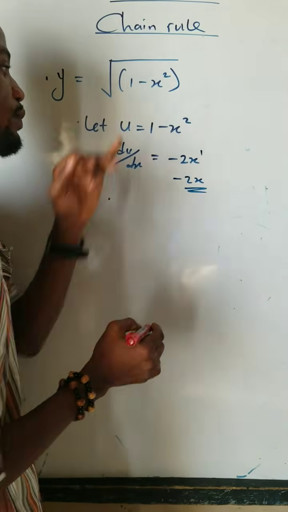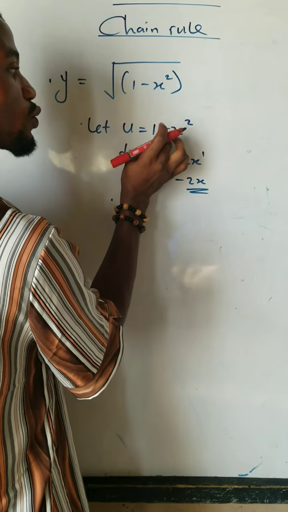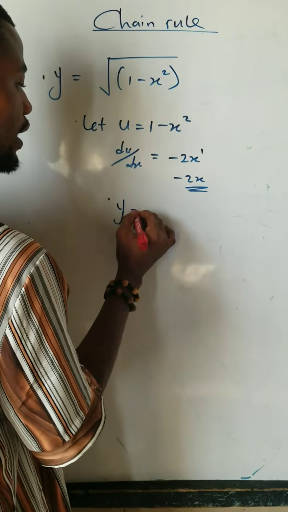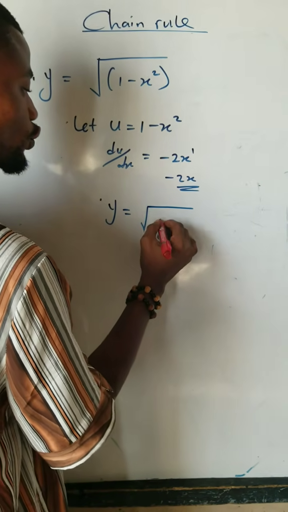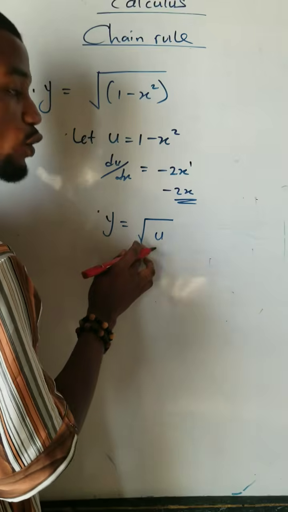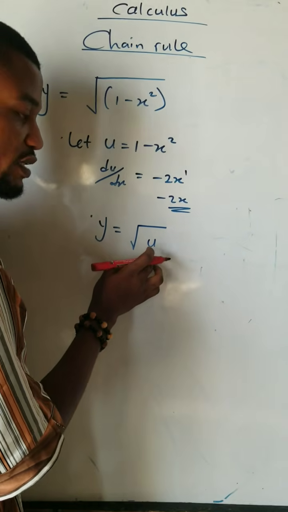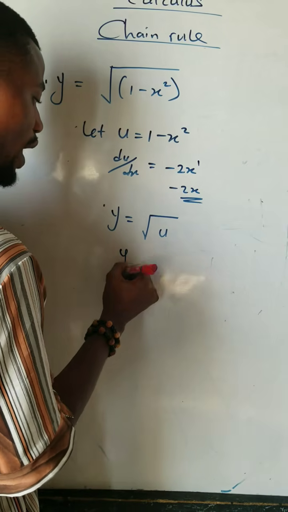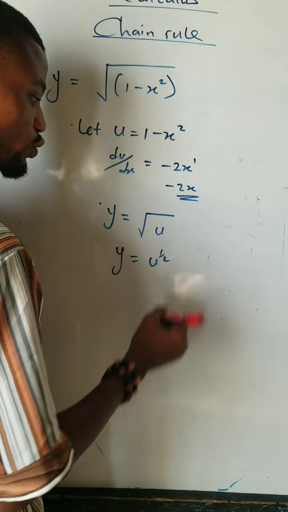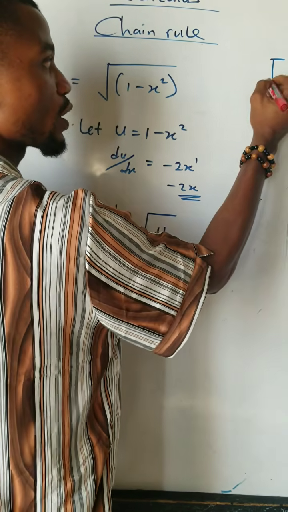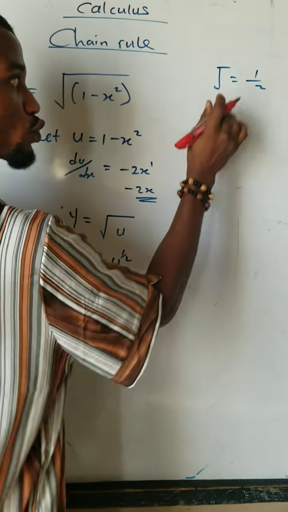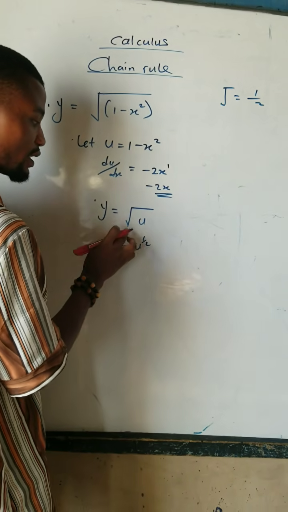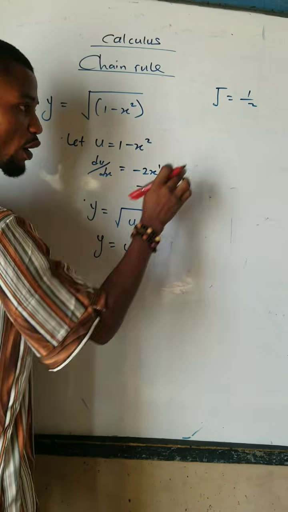Now, back to this place. Don't forget we already said u equals 1 minus x squared, which is all right there. So I'm going to be left with y equals square root of u. Y equals square root of u. So I need to differentiate this as well. But before I differentiate, law of indices will be applied. y equals u raised to power 1 over 2, because square root means half. Square root means half. So that is why I'm having it in this form, meaning that the square root of u means u to the power 1 over 2.